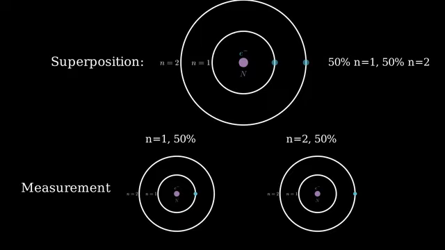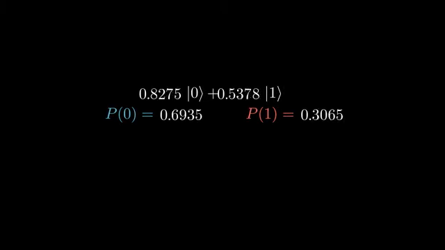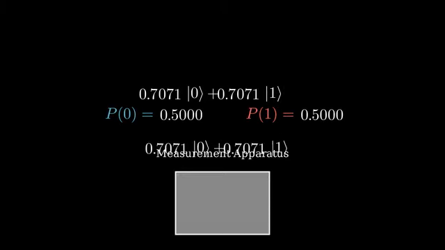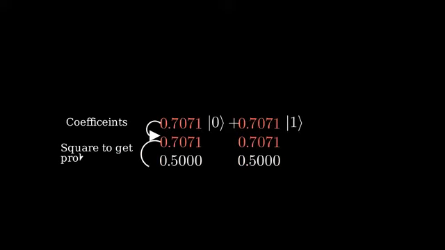Once measurement occurs, the superposition collapses, and the particle is forced into a definite state. The probability with which a particle collapses into a given state in the superposition is dictated by the mathematical coefficients in front of each state in the superposition. Just square the coefficients to get the expected probability that we will measure the system in that state.